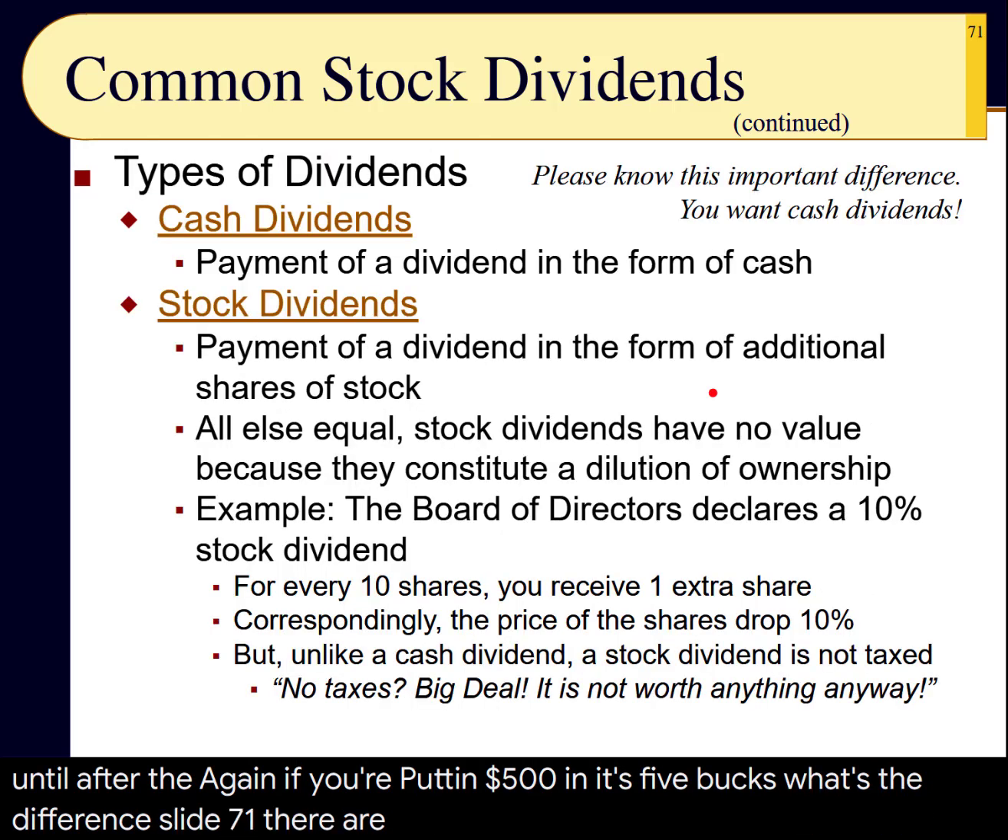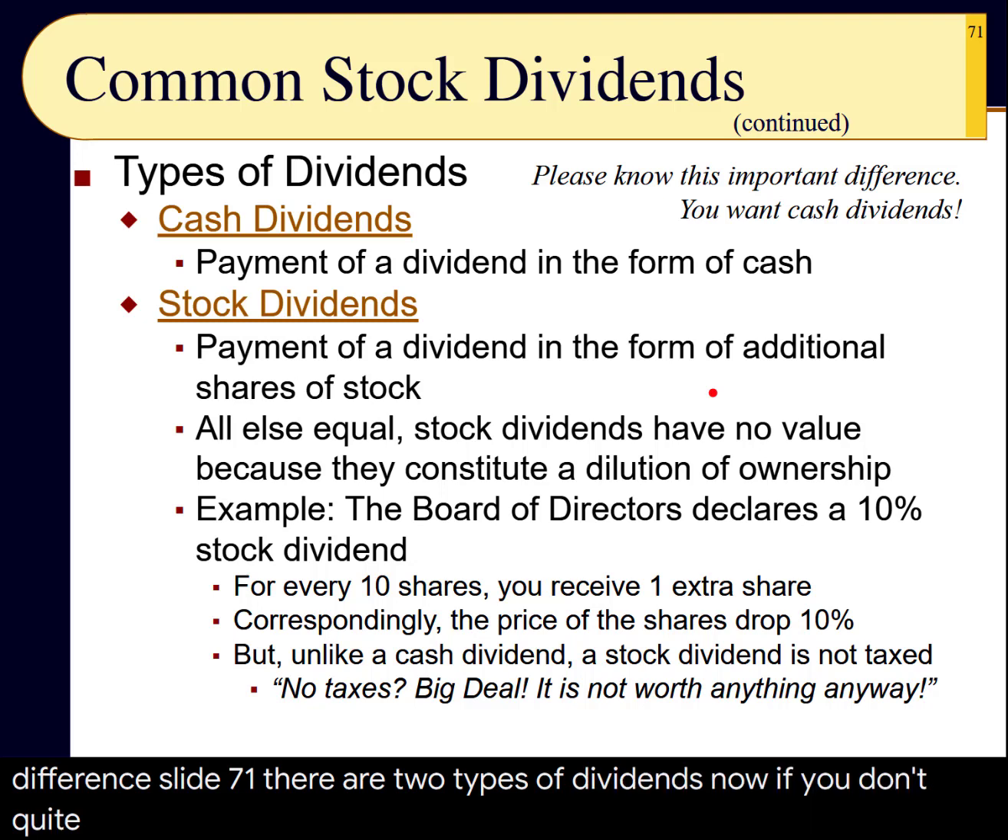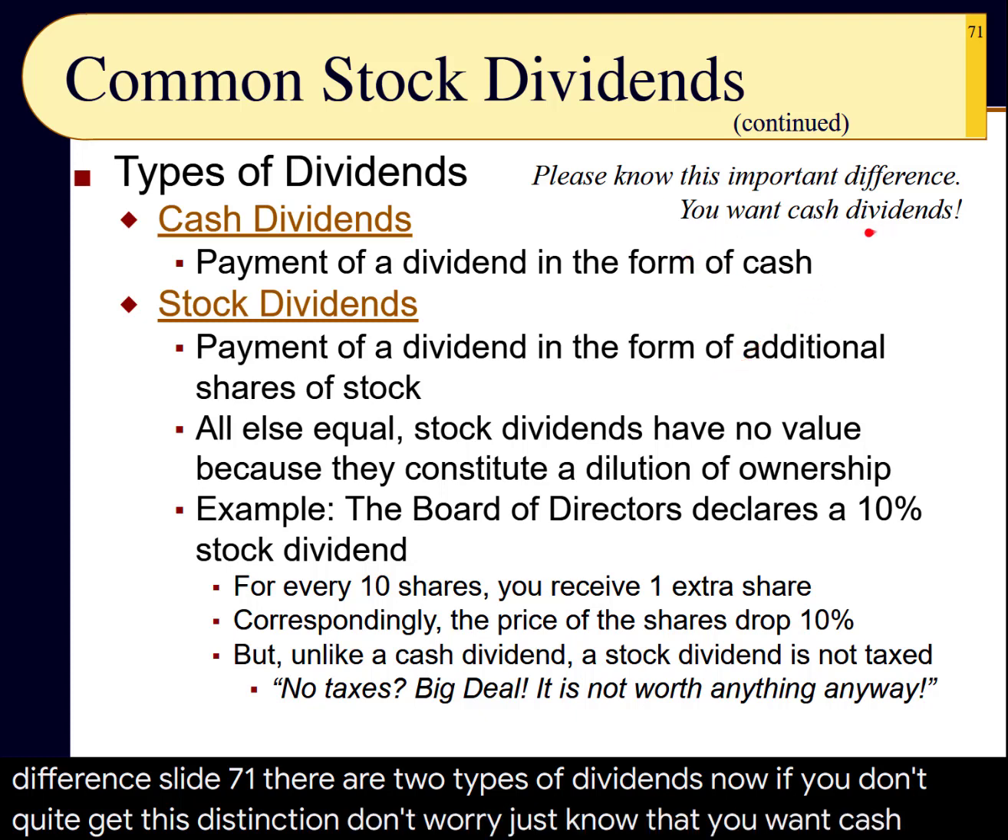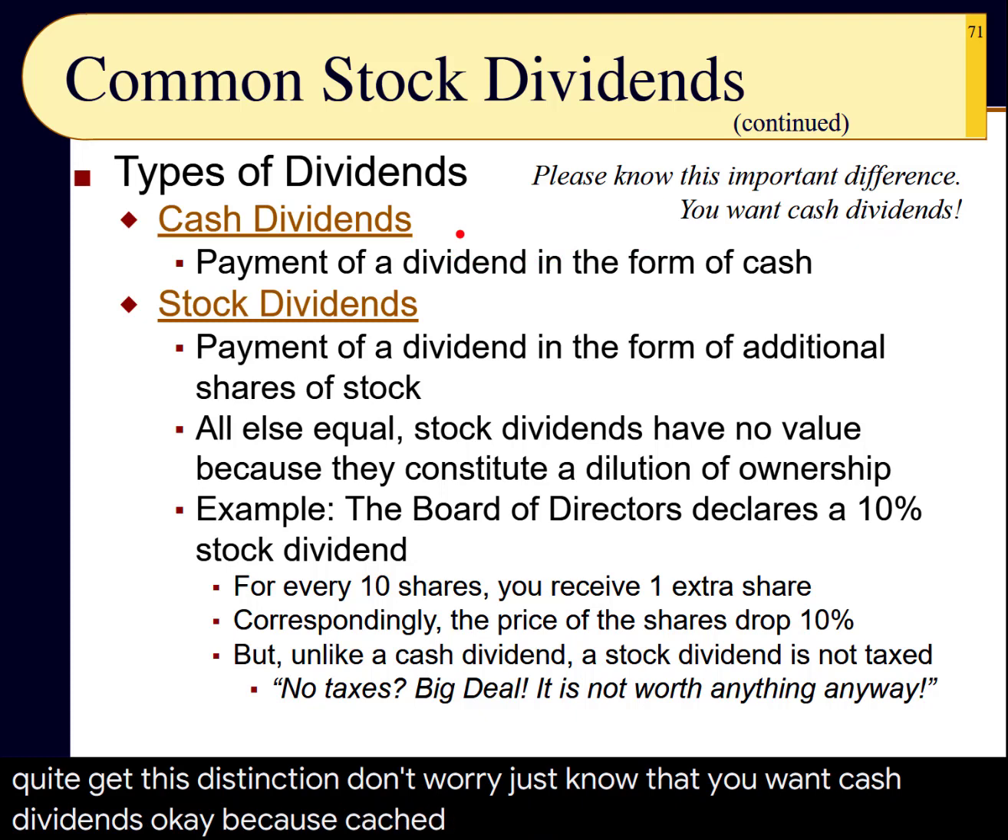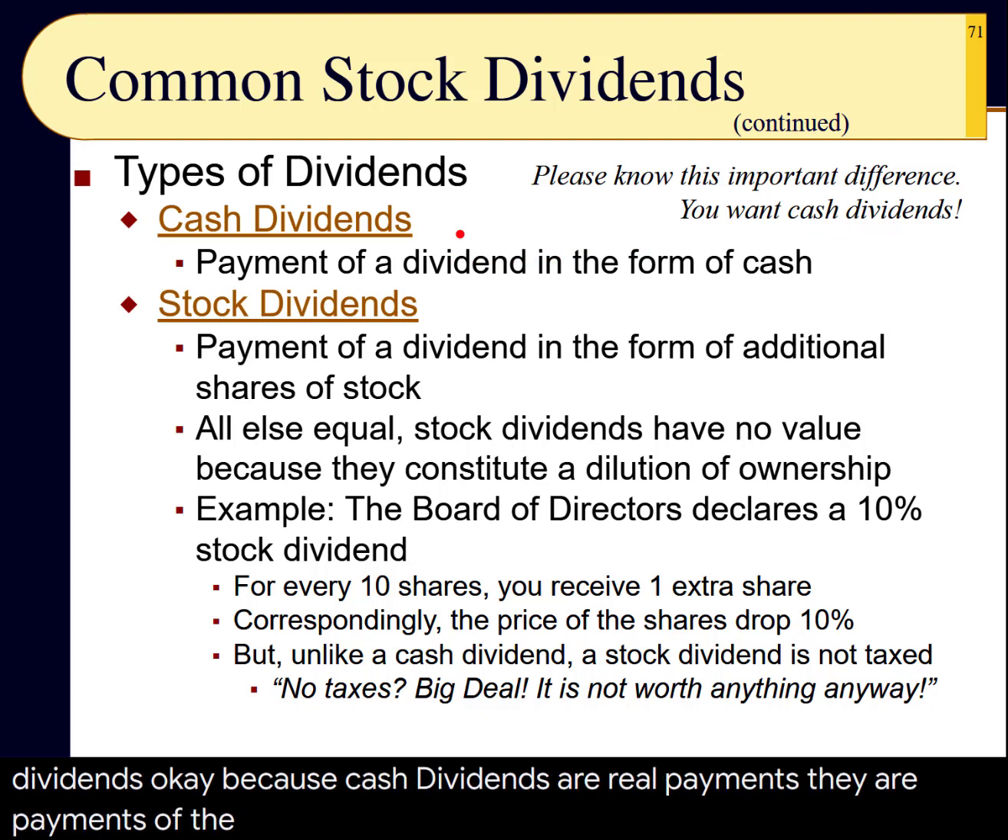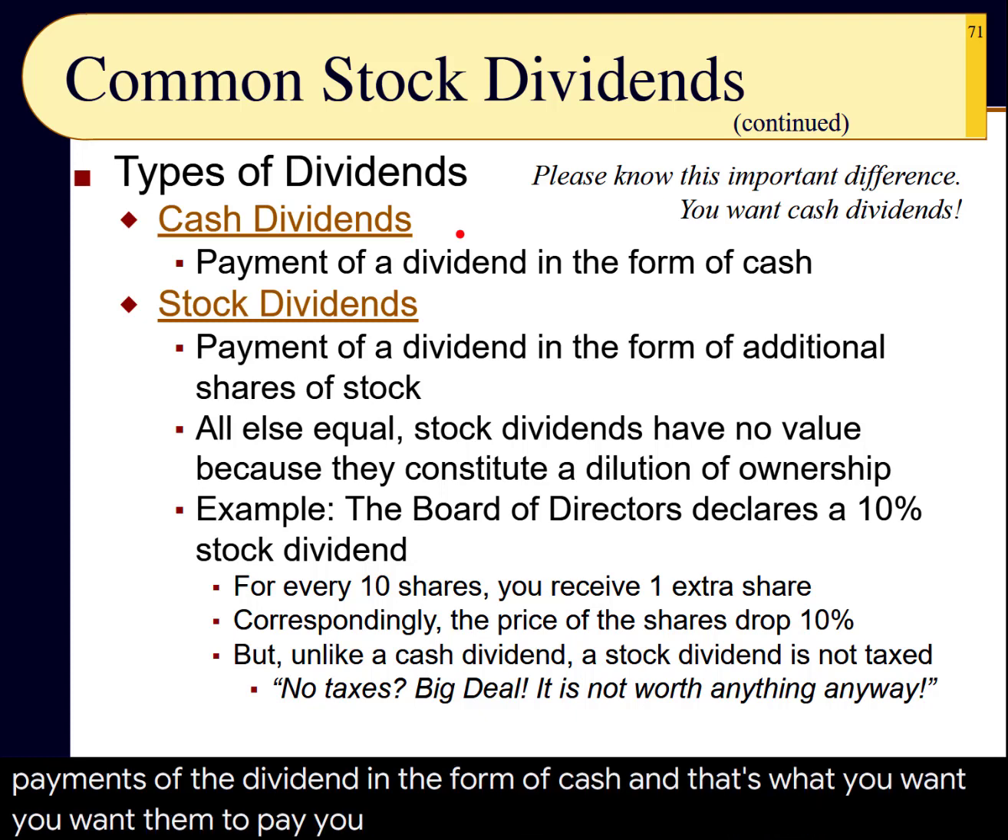Slide 71. There are two types of dividends. Now, if you don't quite get this distinction, don't worry. Just know that you want cash dividends, okay? Because cash dividends are real payments. They are payments of the dividend in the form of cash. And that's what you want. You want them to pay you.